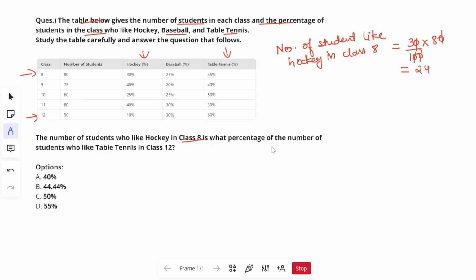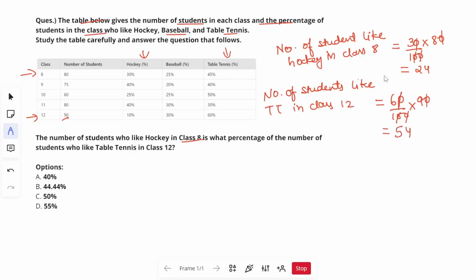Let's see the next thing. What percentage of the number of students who like table tennis in class 12? So for that also, let's find out the number of students who like table tennis and they are in class 12. This is the thing that we need to find out. If you see, class 12 and table tennis is 60%. So we will find 60% of the total students in class 12, which is 90. So 60% we can write this way, 60 upon 100 into 90. The zeros will cancel with zeros. We will be left with 6 nines are 54, right? So now we have the number of students.